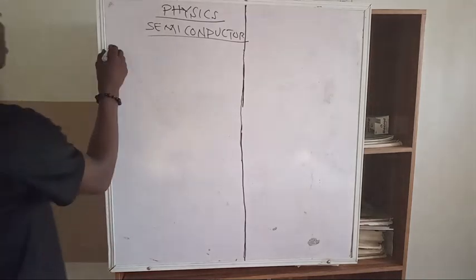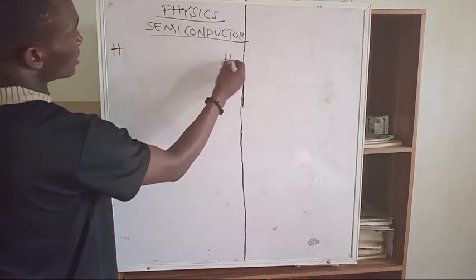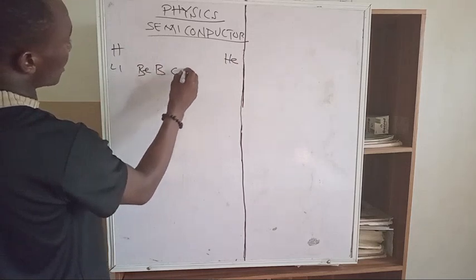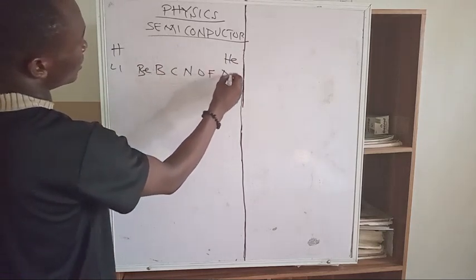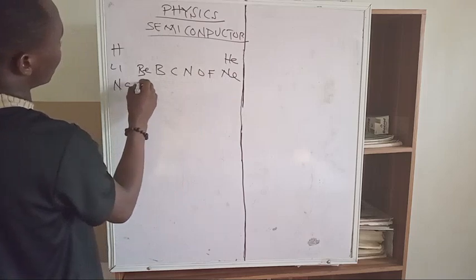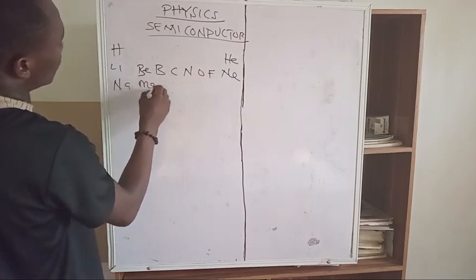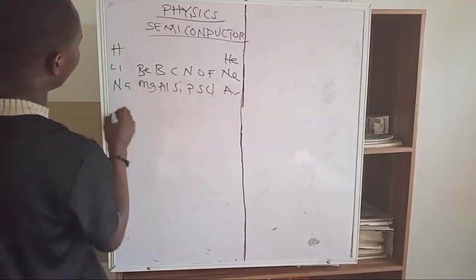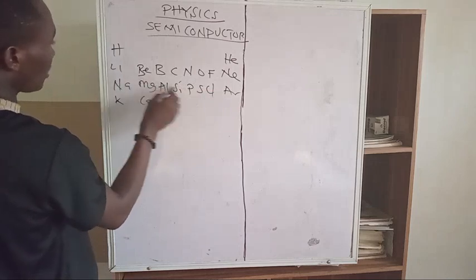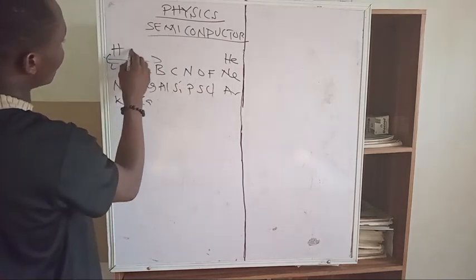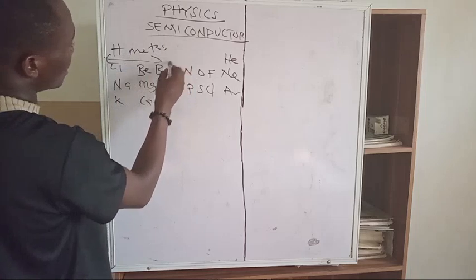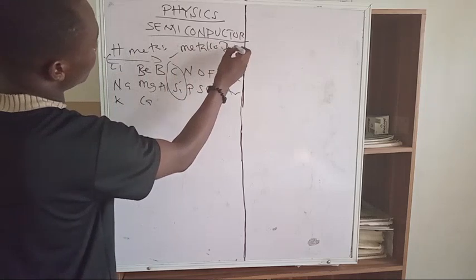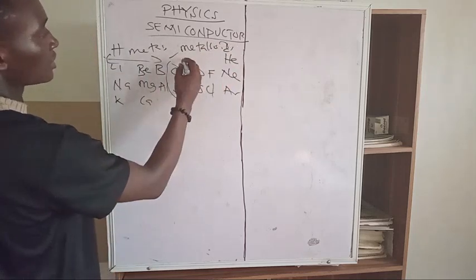So in the groups of elements, you have hydrogen, helium, lithium, beryllium, boron, carbon, nitrogen, oxygen, fluorine, neon, sodium, magnesium, aluminum, silicon, phosphorus, sulfur, chlorine, argon, potassium and calcium. Groups 1 to 3 are usually metals. Then these are what we call the metalloids, or the semiconductors, because their property lies in between the conductor and the insulator.